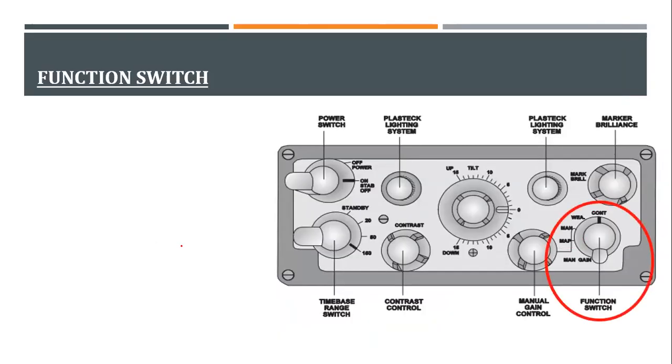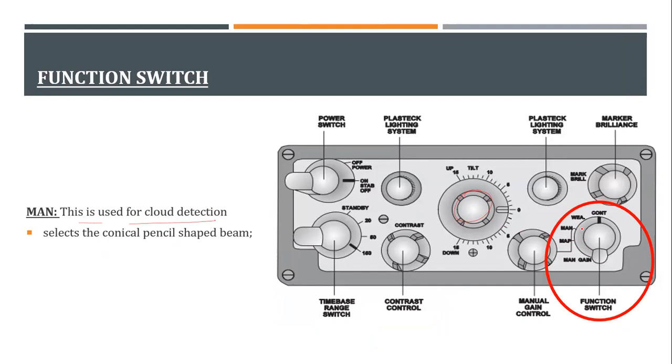As I was discussing the function switch, next is the MAN. This is used for cloud detection. If you switch to MAN, it will directly go up. It selects the conical pencil shape beam and it will go up. So you don't need to tilt again and again. In MAN, it will try to depict the water droplets present above. So when you select MAN, it means cloud detection.